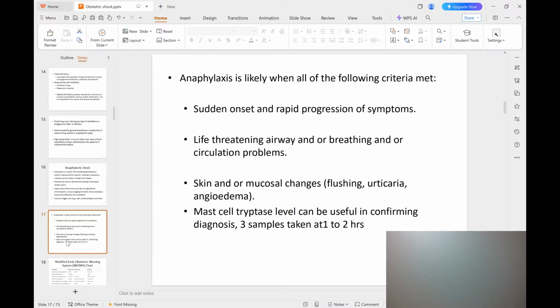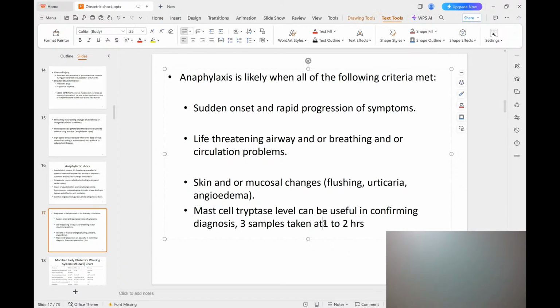And anaphylaxis is likely when all of the criteria are met, that is, there is a sudden onset and rapid progression of symptoms, and there are life-threatening airway, breathing, or circulation problems, and skin or mucosal changes like flushing, urticaria, angioedema. Mast cell tryptase level can be useful in confirming the diagnosis when three samples are taken 1 to 2 hours apart.